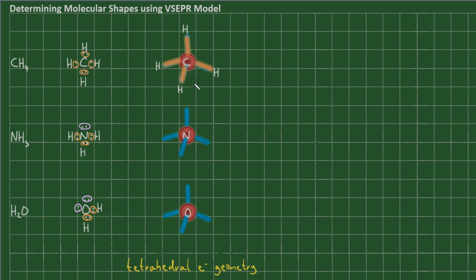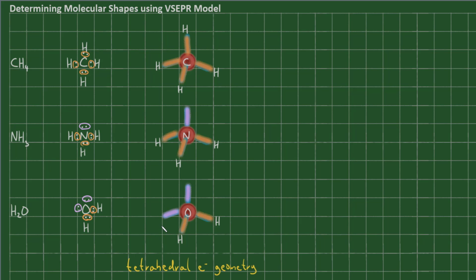In case of ammonia, the situation is different. There are 3 bonding pairs, and each bonding pair connects the nitrogen with a hydrogen atom. However, there is also a pair of non-bonding electrons. When it comes to water, there are two bonding pairs of electrons, and each bonding pair connects the oxygen at the center with one of the hydrogens. However, there are also two non-bonding pairs of electrons.